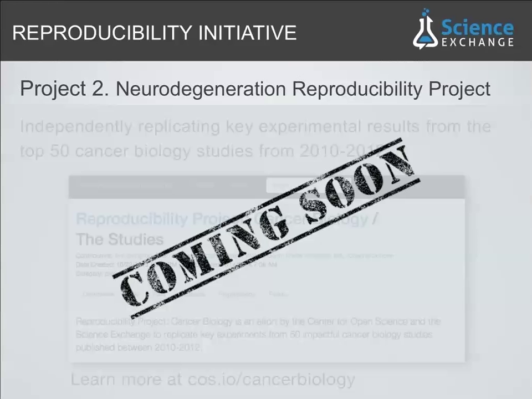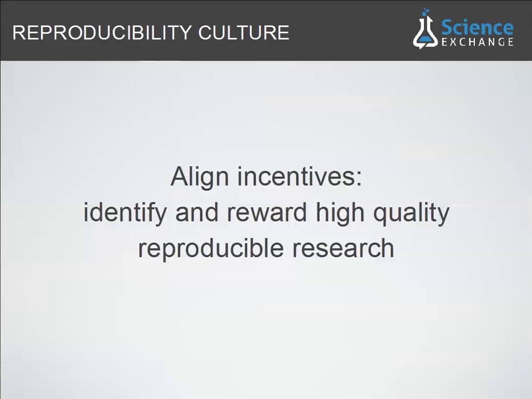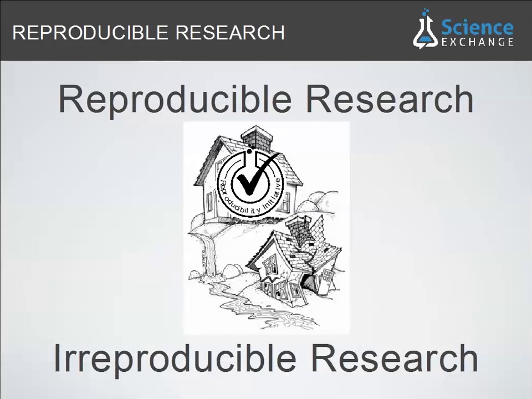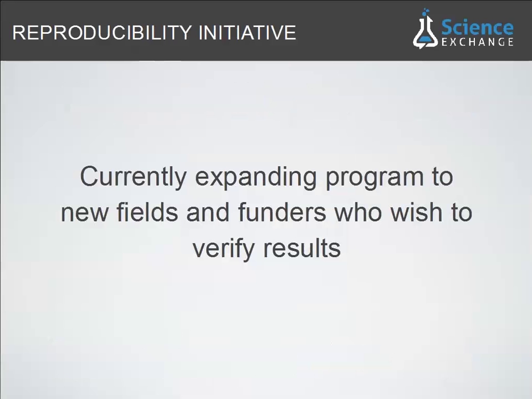The ultimate goal is to align people's incentives to identify and reward high-quality reproducible research using independent replication studies as the mechanism to do so. This will allow us to identify reproducible research that can be quickly and cost-effectively built on. The Reproducibility Initiative is currently expanding its program to new fields and funders who wish to verify their results.